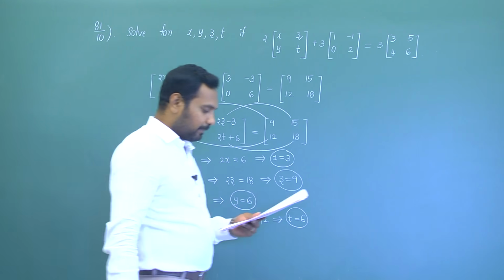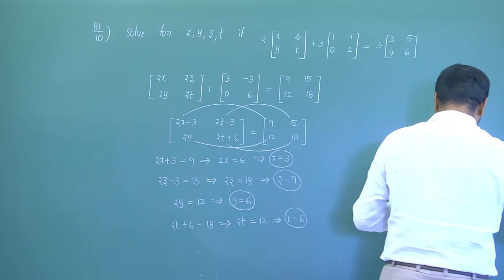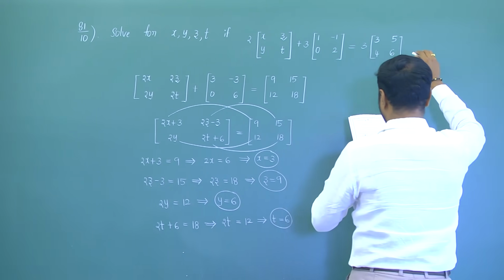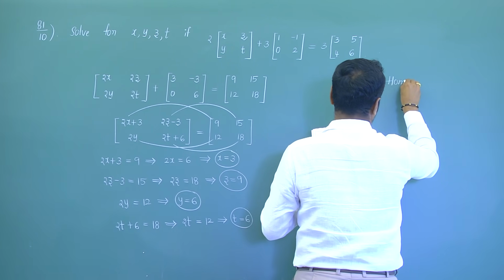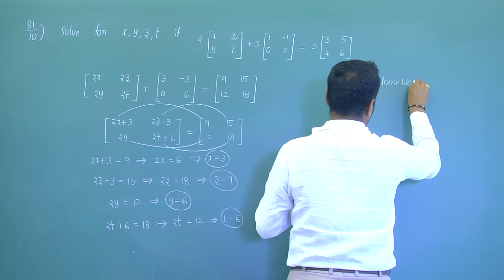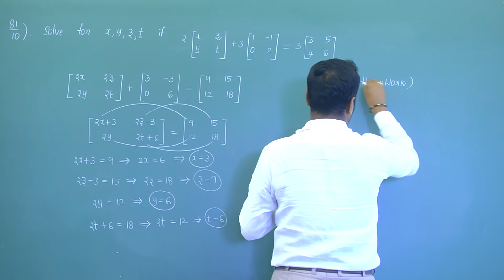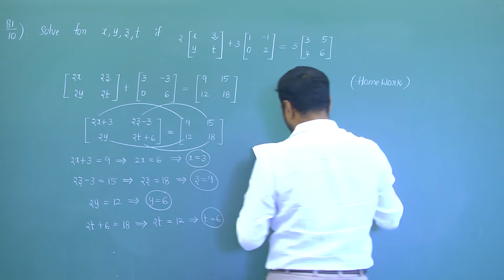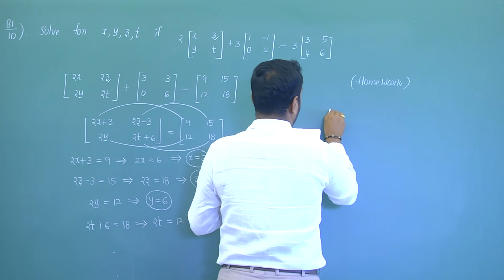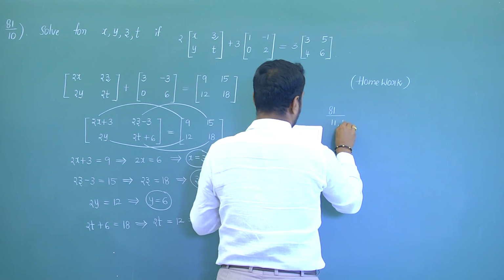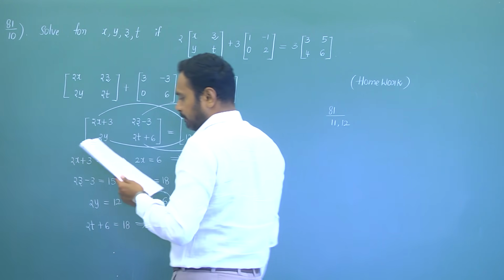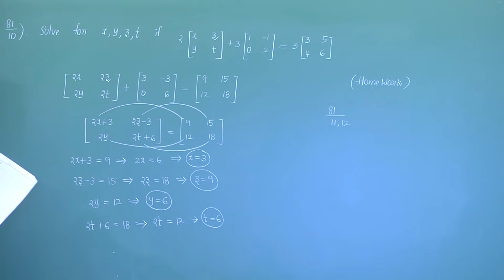Based on this same model, you need to solve the homework. After this problem, you need to do page 81, 11th question and 12th question. Those two questions you need to do as homework. Next.